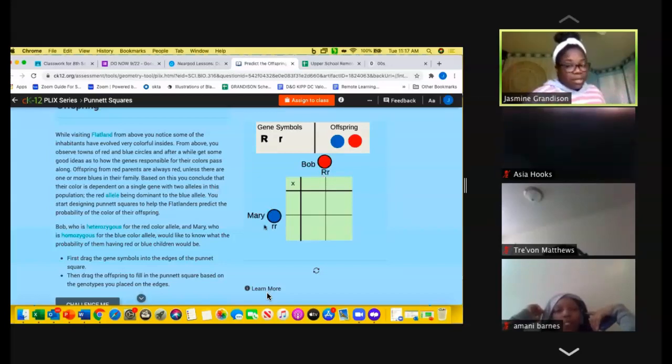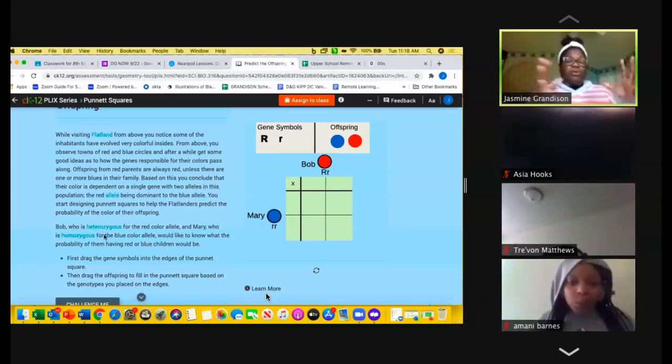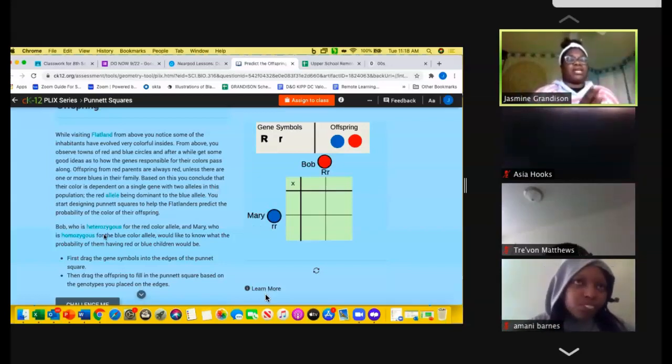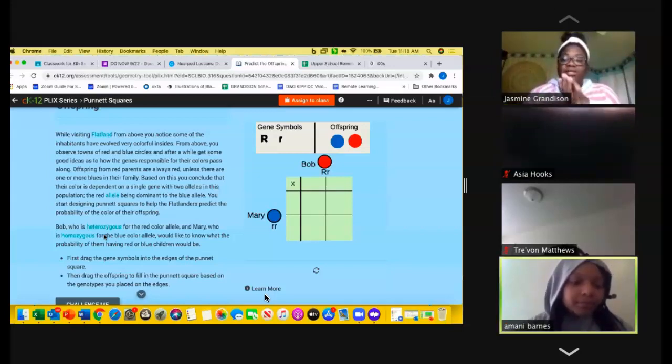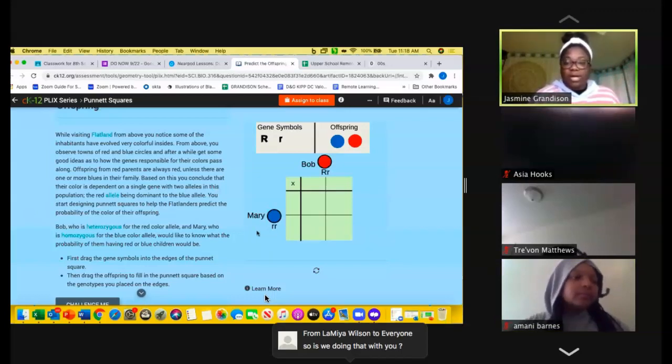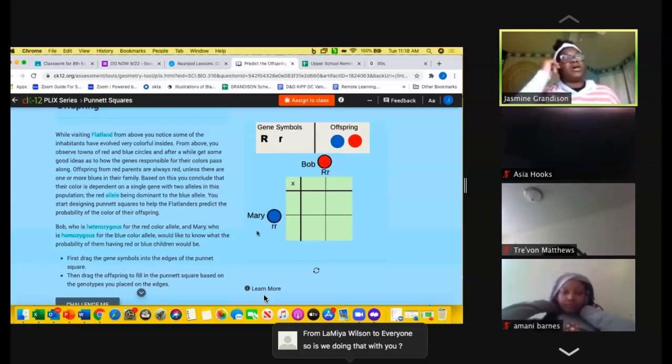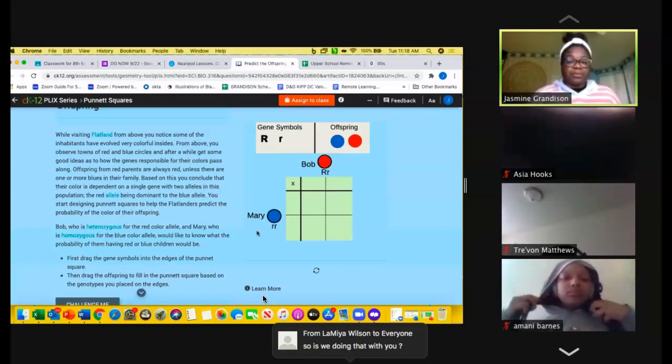For Mary, she has both the recessive trait. So if you see that Mary has 2 lowercase r's and it says homozygous, what does homo mean to you? Not in the sense of someone's sexual orientation, but just in general. What do you think? Same? Great, thank you. So she has the same allele. She has 2 lowercase r's. If you can't open the slide or this part of the slide, you can just watch along with me.